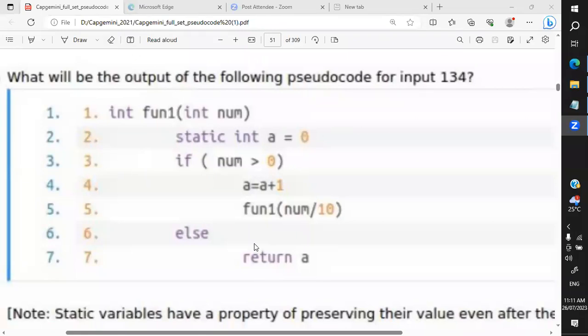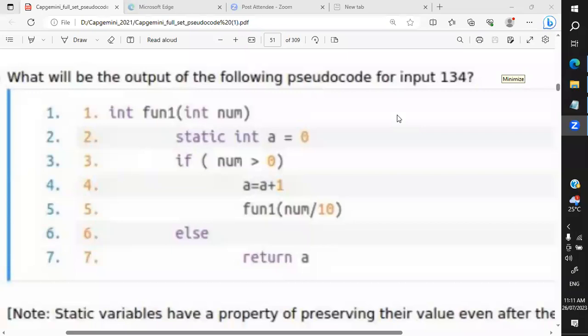Cool. Everyone got Priya's answer. This is a recursion question. Recursion questions are very, very important. It gives the number of digits, and A is static. That's why we are getting 3. If A was not static, we would have got 1 as the answer, and I think not even 1, we would have got 0. So I hope you remember what static was.